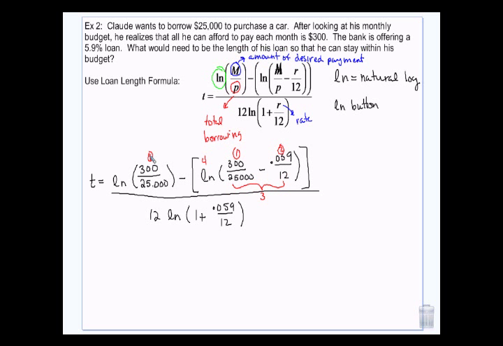Here I do the division first. Let me do a different color. For this part, I do the division first, and then I take the natural log of it. For this part, I do the division first. Different color. Sorry, trying to make it make sense. Then I add second, and then I take the natural log of it third, and then I multiply by 12 fourth. So divide, add, natural log times 12 to get the bottom number.